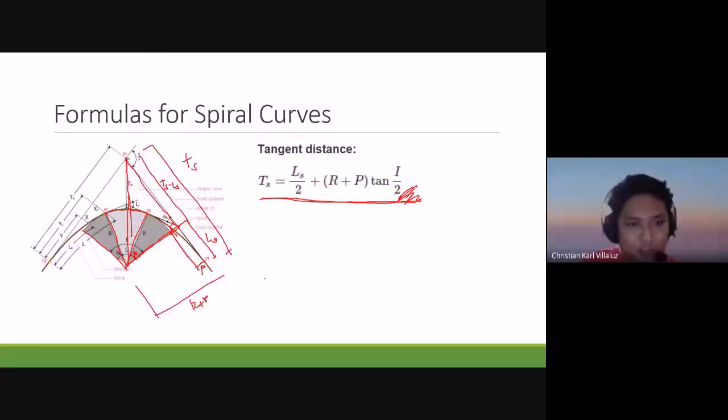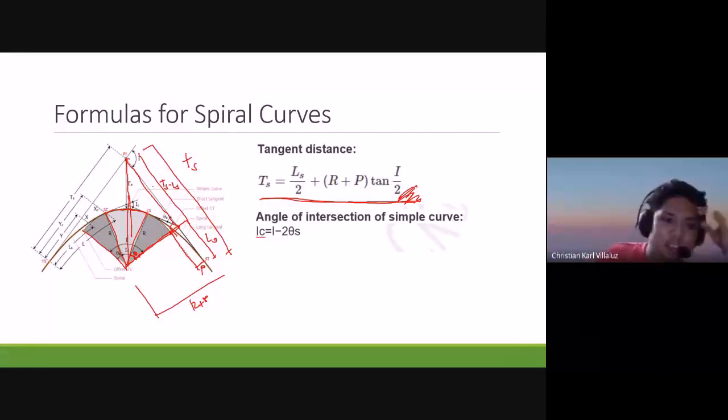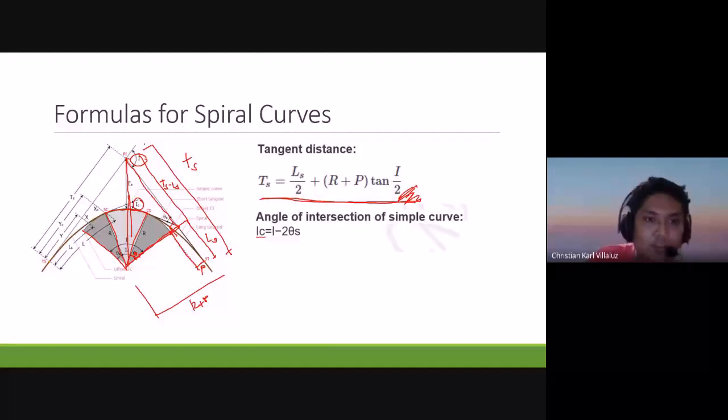So, yun. The angle of intersection of simple curve is IC equals to I minus theta S. Ang IC natin, class, is the angle of intersection of the simple curve. So, huwag mapagbaliktad na iba ang angle of intersection ng buong curve, ng length of ng spiral curve, to the angle of intersection ng simple curve. So, to determine the angle of intersection of the simple curve, I minus 2 theta S. O yung theta S ay yung ating spiral angle.